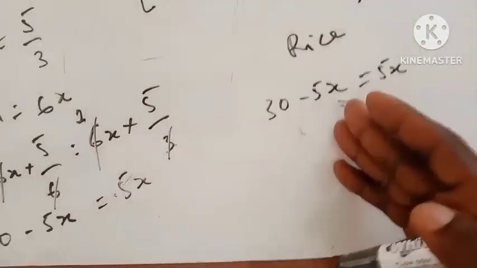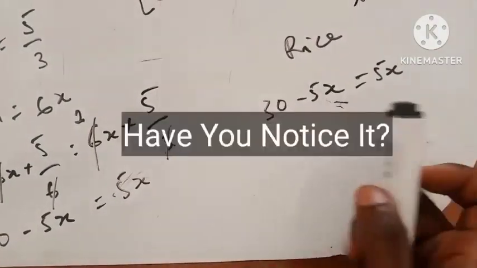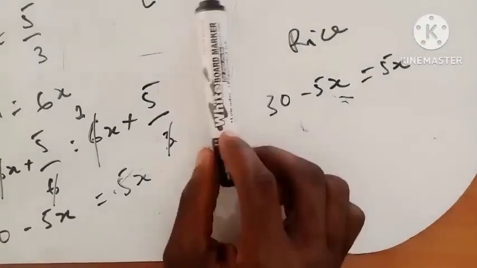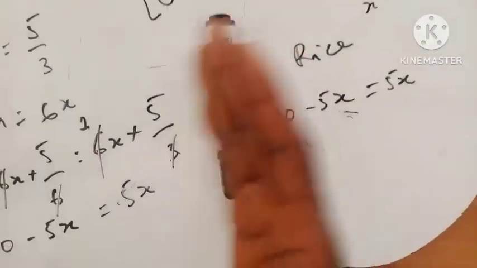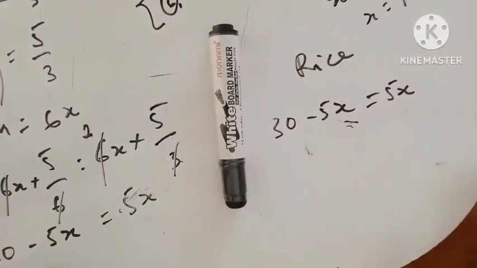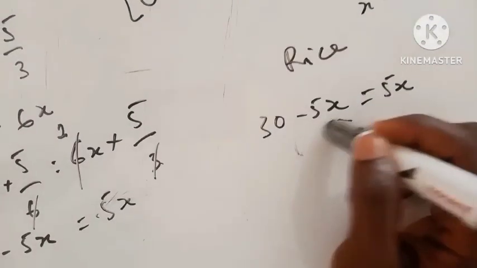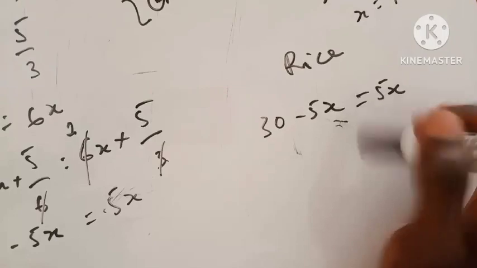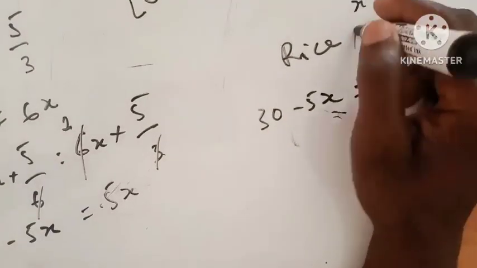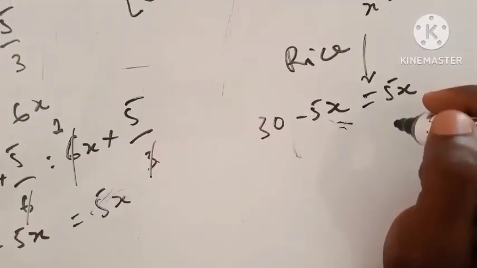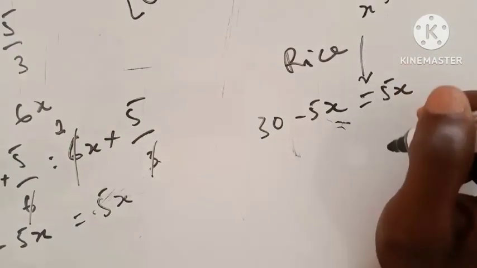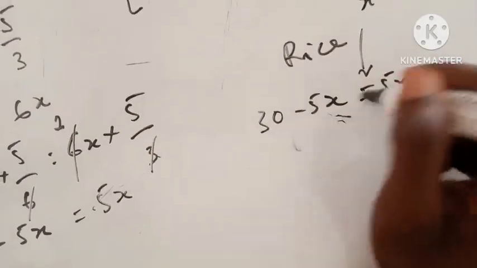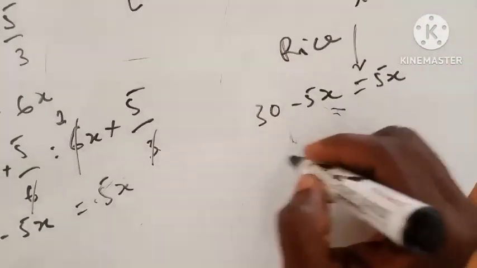One familiar thing: this is a black whiteboard marker. If you have a red one, all the black should go to one side, all the red should go to one side. Is that okay? Assuming this is the black one, this black one is negative 5x. Once you cross this barrier here, the equal to sign is what we are calling the barrier, your sign has to change. Is that okay? It means that you are now in a new uniform.